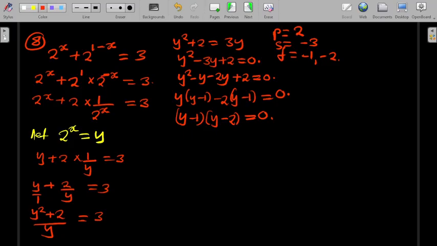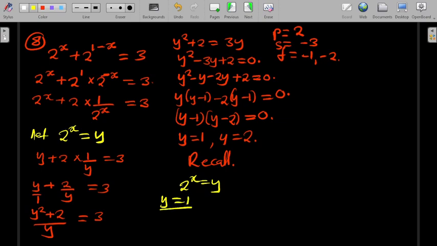Now to solve for y, we can see that the value of y would be 1, and also the value of y would be equal to 2. So now we need to recall that we said 2 to the power x should be equal to y. So where there is y, you substitute with the values that we have found. We'll start with y equal to 1. So for y equal to 1, we have 2 to the power x, which is equal to y, and where there is y, we put 1.